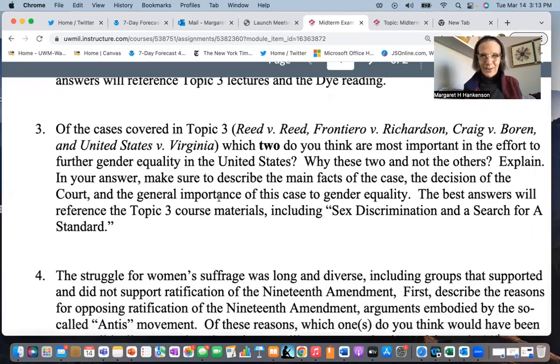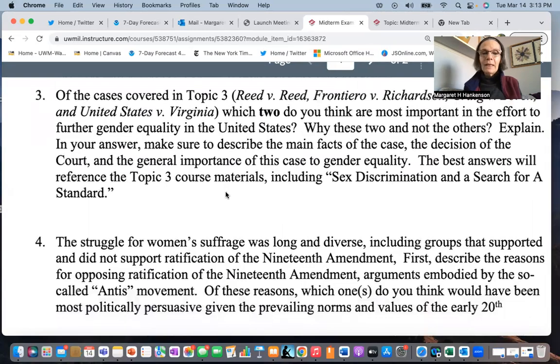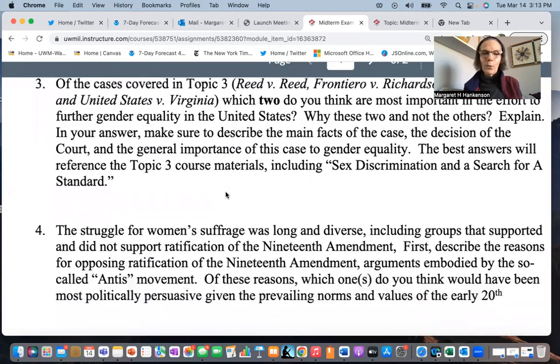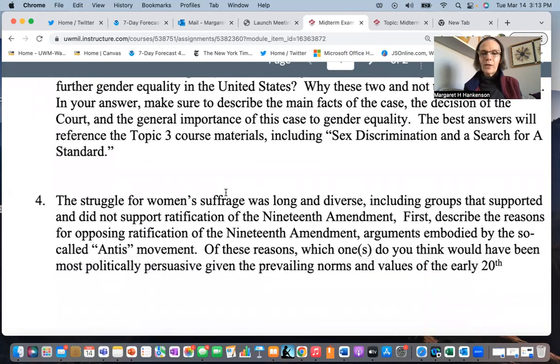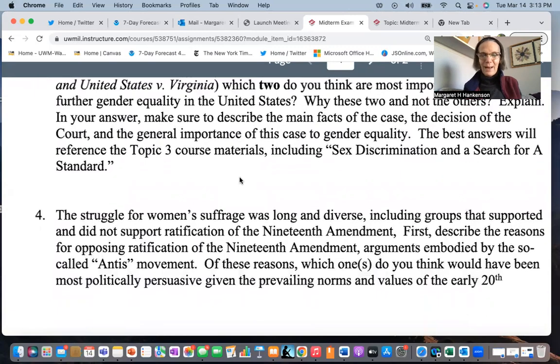Explain. In your answer, make sure to describe the main facts of the case, the decision of the court, and the general importance of this case to gender equality. The best answers will reference topic 3 course materials, including Sex Discrimination and the Search for a Standard. Okay, that excerpt from that other textbook.